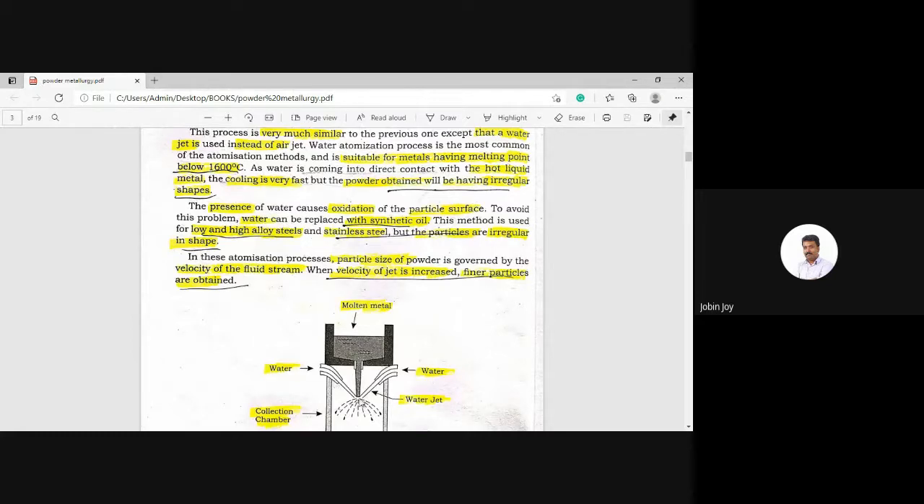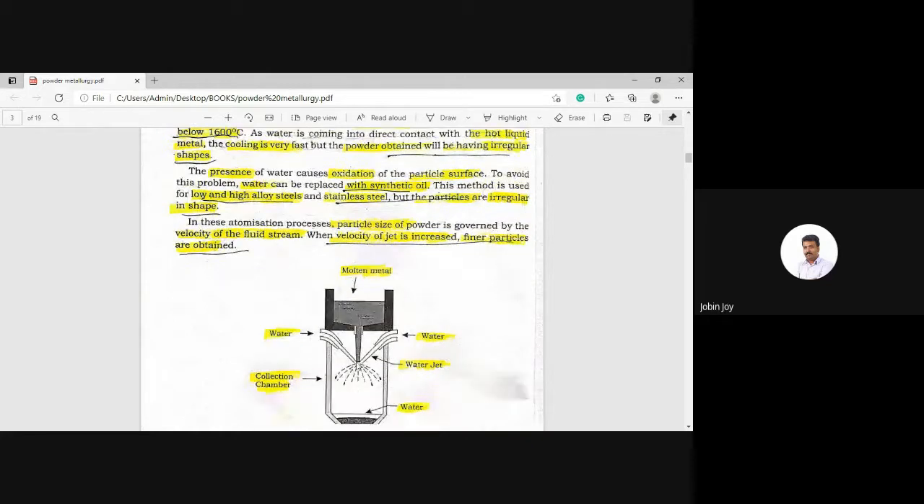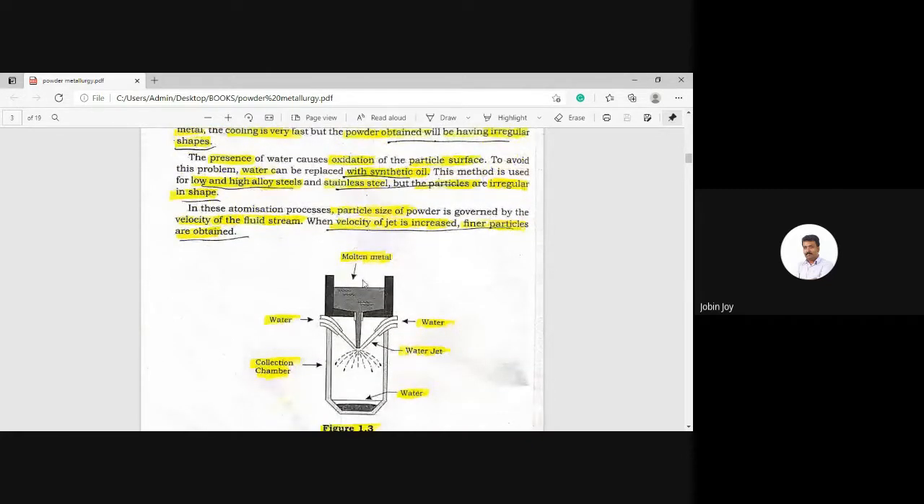So in water atomization, the shape of the powder particles will be irregular, whereas in the case of gas atomization, the shape of the powder particles will be spherical. Another important point is the presence of water. The presence of water causes oxidation of the particle surface. So to avoid this oxidation, we actually replace the water with a synthetic oil.